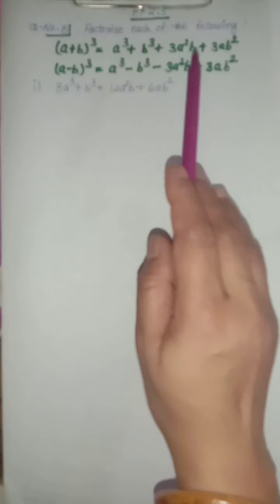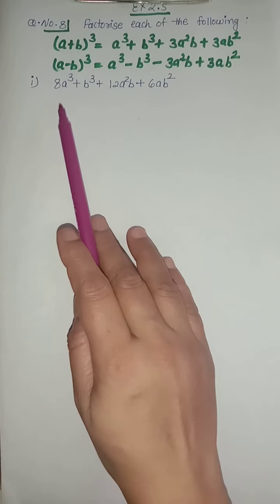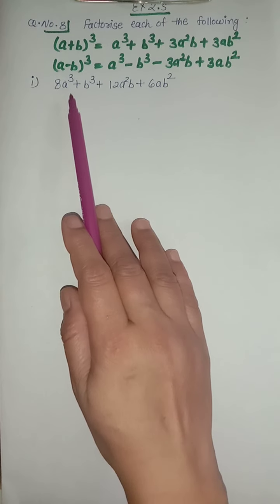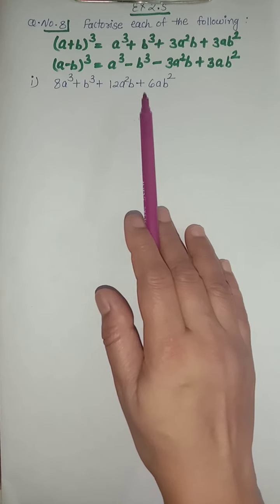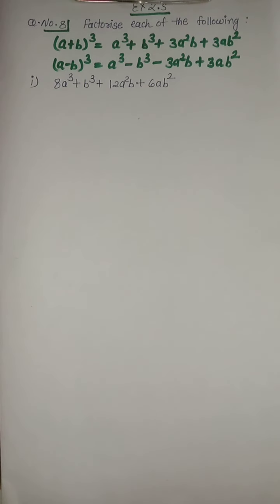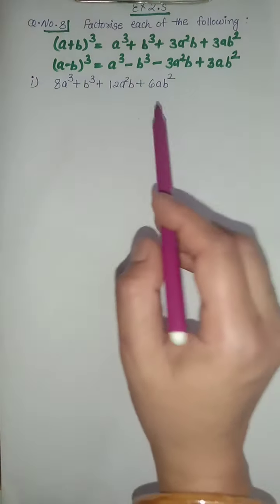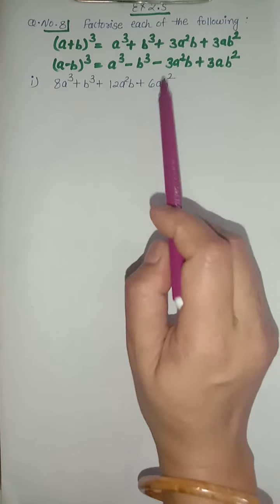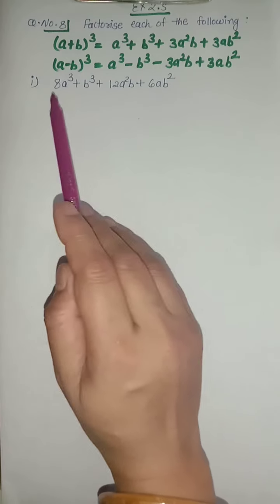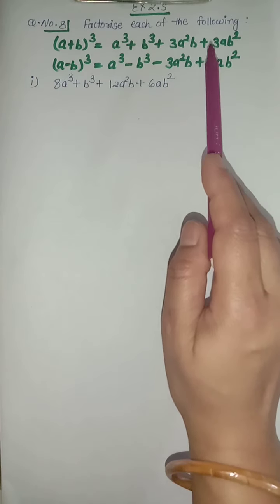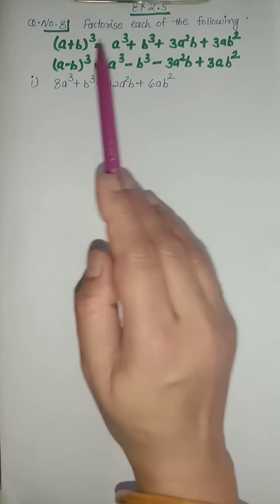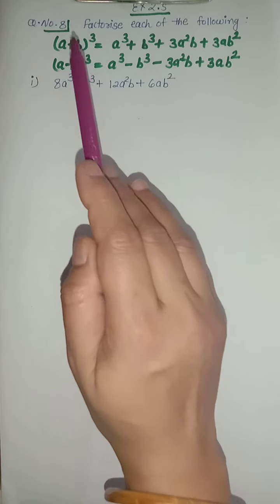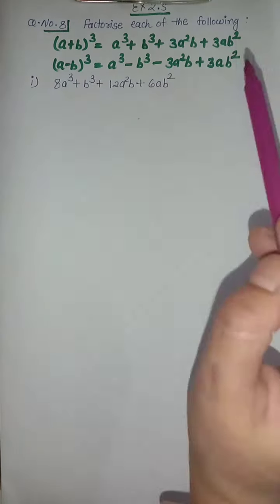Question number 8 of exercise 2.5 is: factorize each of the following. The first part is 8a cube plus b cube plus 12a square b plus 6ab square. Student, in this particular question, it is in the form of the right hand side and you have to convert this into factors form, that is, into left hand side form.